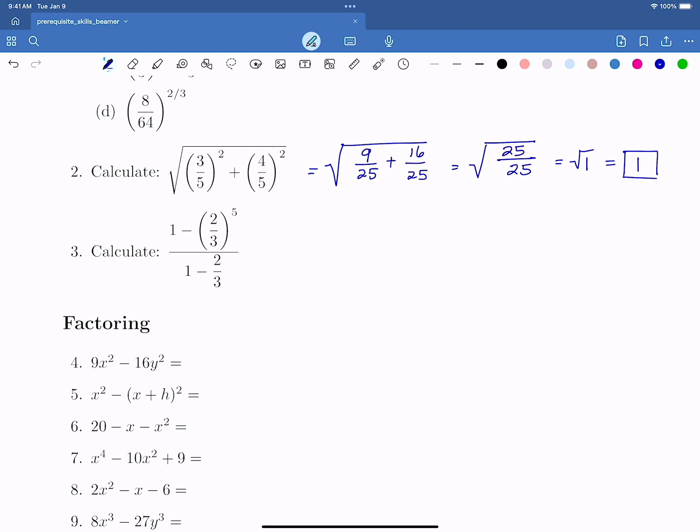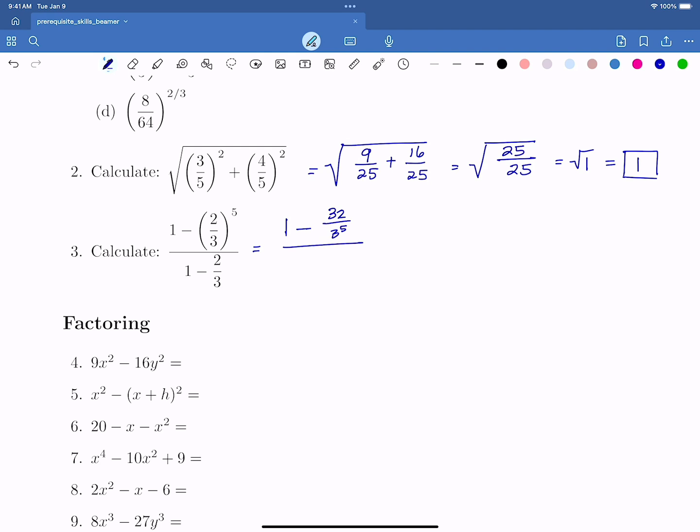Okay, next we have 1 minus (2/3) to the power 5. We're going to divide that by 1 minus 2/3. So in the numerator, 2 to the power 5 is 32. 3 to the power 5, I'm going to leave that for the moment because I don't know that off the top of my head. 3 to the power 4 is 81, so it's 81 times 3.